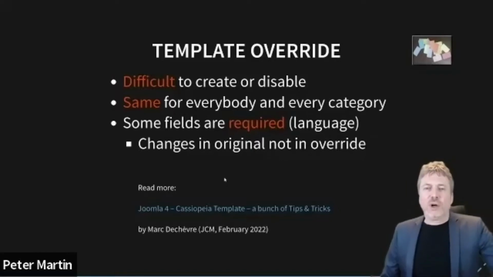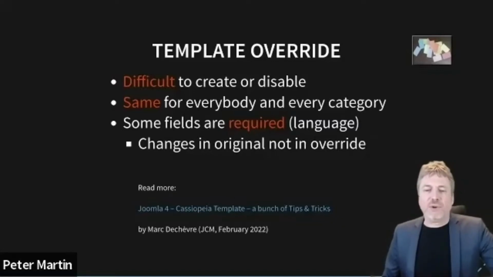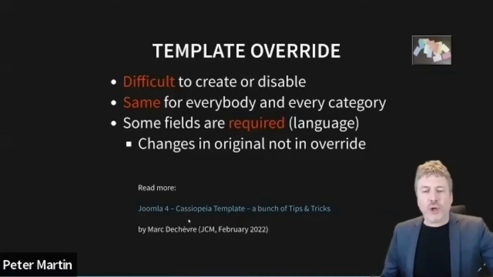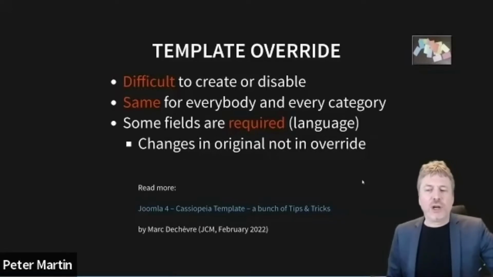If you want to know more about template overrides, there is a really nice article in the Joomla community magazine, also the same February issue. It's called Joomla 4 Cassiopeia template. It's a bunch of tricks and tips. It's written by Marc de Chèvre. This is about the front-end template, but you can use a lot of what he describes also in the backend templates. I think he also describes something about the new child templates that are in Joomla 4.1.